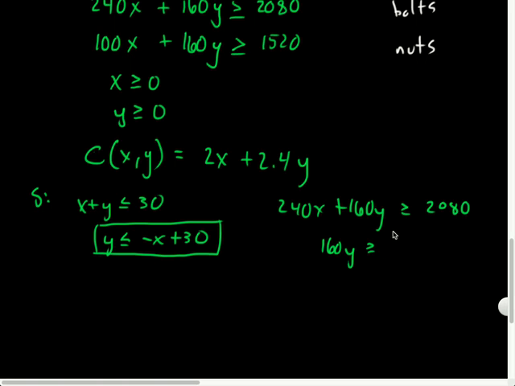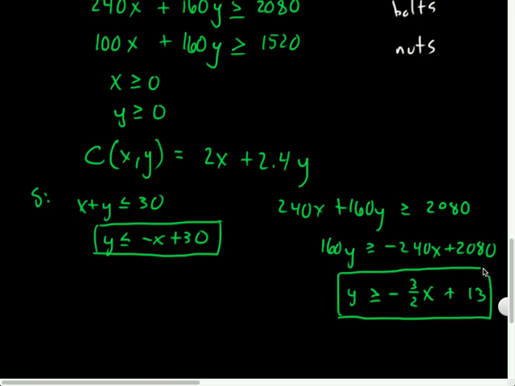160y greater than or equal to negative 240x if I subtracted that from both sides. And then I'm going to want to divide everybody by 160. Is that going to flip my inequality? No. So y is greater than or equal to, this is going to be negative. The zeros would cancel out. 24 and 16 are both divisible by 8. I think that's negative 3/2 x. And 2080 divided by 160 is 13. Okay, so there's another equation for us to graph.